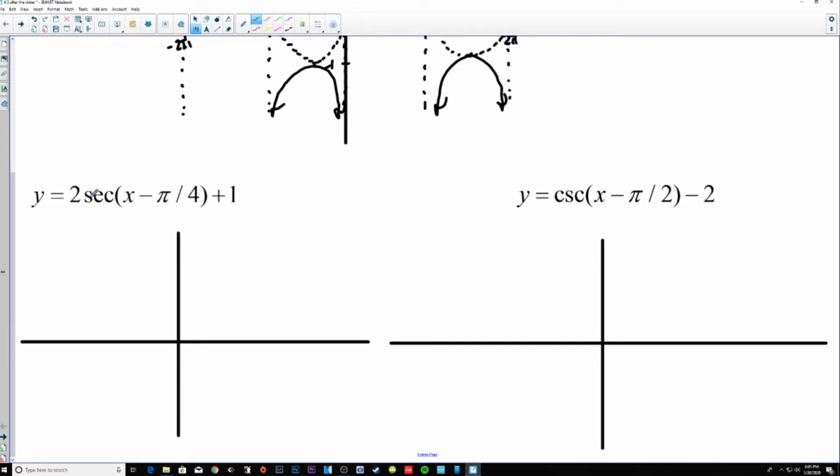Next we're going to graph 2 secant of x minus pi over 4 plus 1. So we're going to graph cosine. 1, 2, 3, 4. 1, 2, 3, 4. Here's 2 pi. Negative 2 pi. We have an amplitude of 2 and we're going to go up 1. So 1, 2, 3. Amplitude of 2. So let's go negative 1 and negative 2.